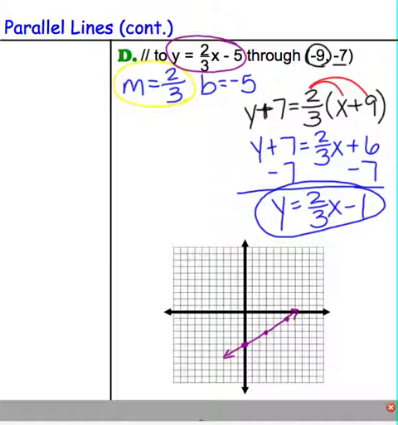Now we can take a look at the blue one. This one crosses at -1 and still 2/3 slope, so up 2 over 3, up 2, forward 3, and then connect my dots, and I've got my two parallel lines.